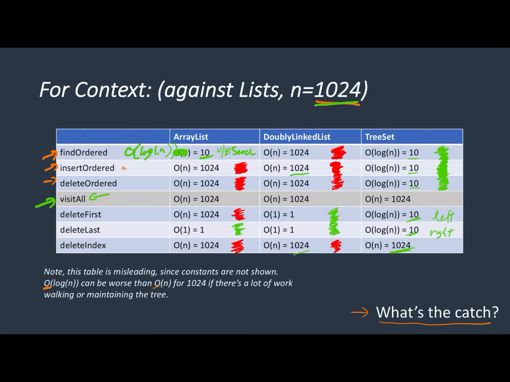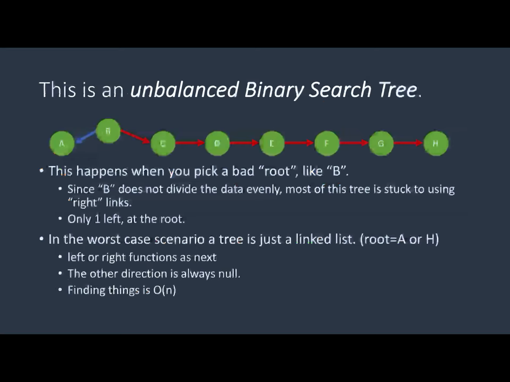And so what's the catch? Well, the catch is that balancing that I talked about earlier. So this is what happens when a binary search tree is unbalanced, right? The order still holds, but the balance is gone. And so this is totally unbalanced, right?